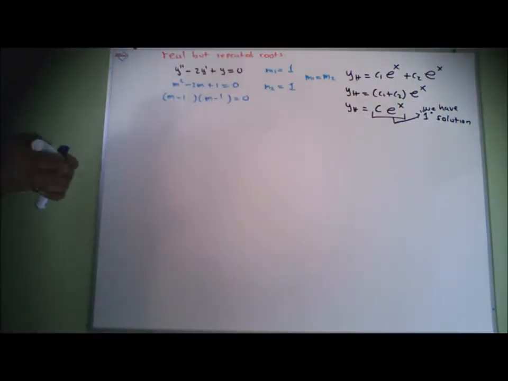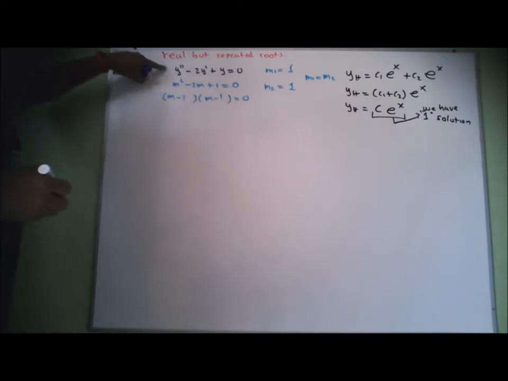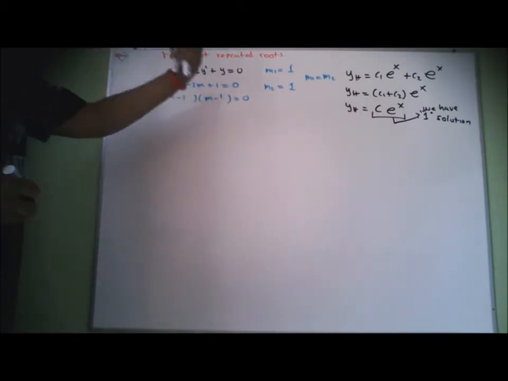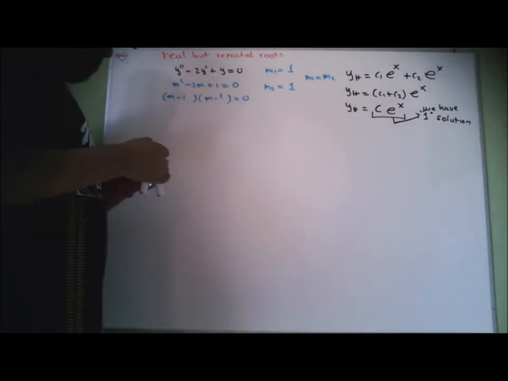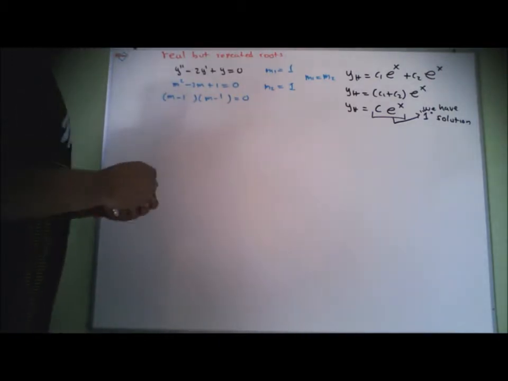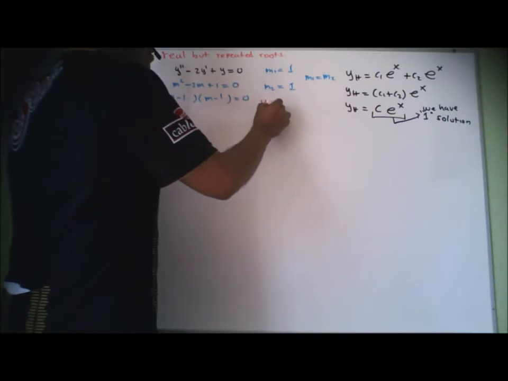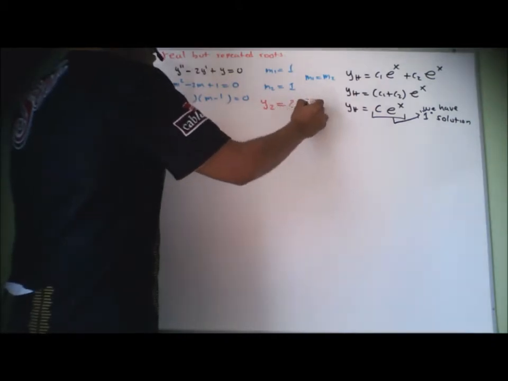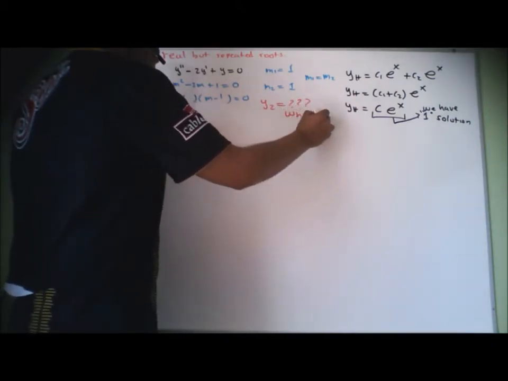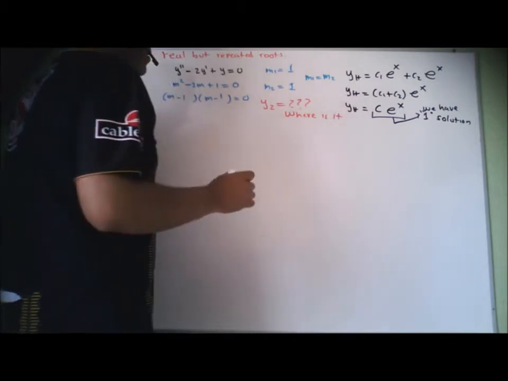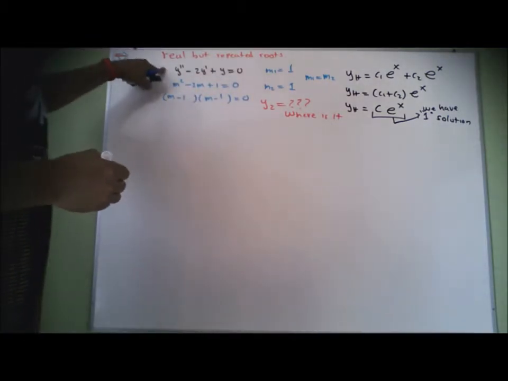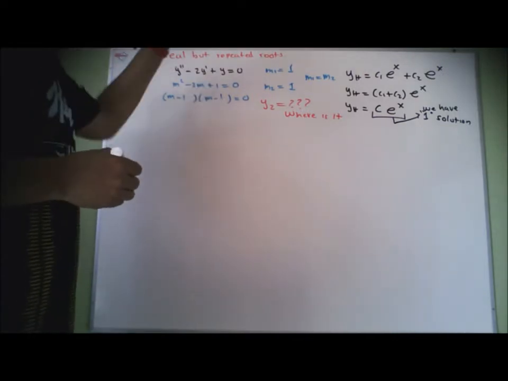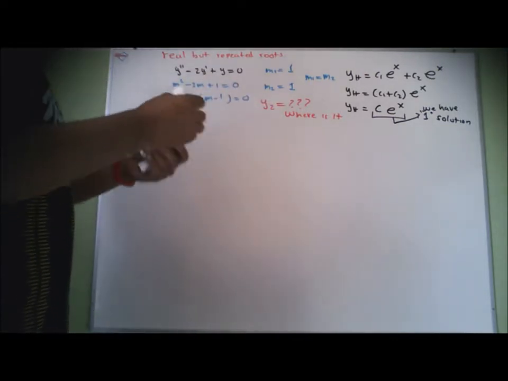But in reality, because this is a second order differential equation, we have to find the second solution. Okay? So where is my second solution? y2 equal to, where is it? It should be there because it is a second order differential equation. We should get two solutions, and two linearly independent solutions.